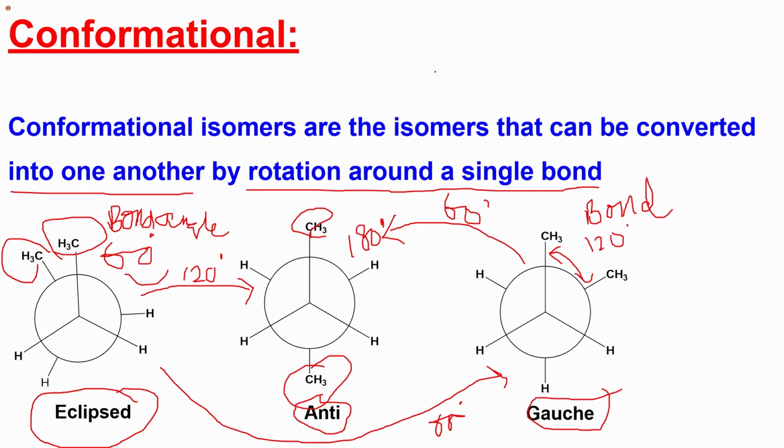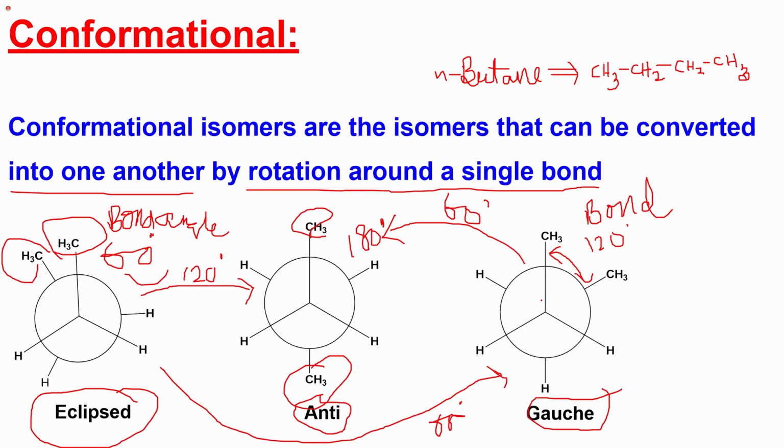If somebody asks you, in butane, it looks like CH3, CH2, CH2, and CH3. Now, this is CH3, this is CH2, and the back carbon is CH2, and the last one is the CH3. Now, this is the butane molecule. If someone asks you, can you draw the butane molecule in Newman projection? Then this is the Newman projection of the butane molecule.